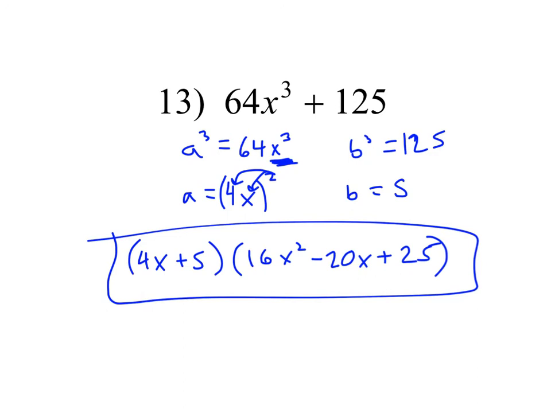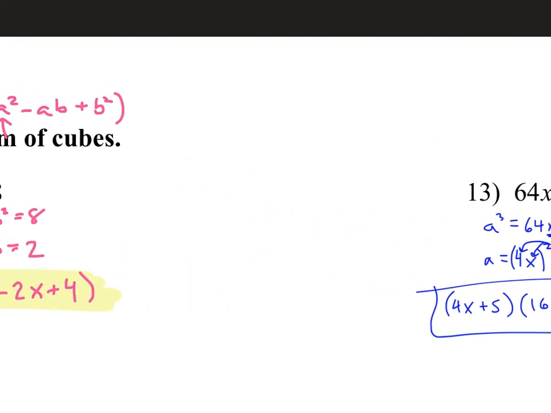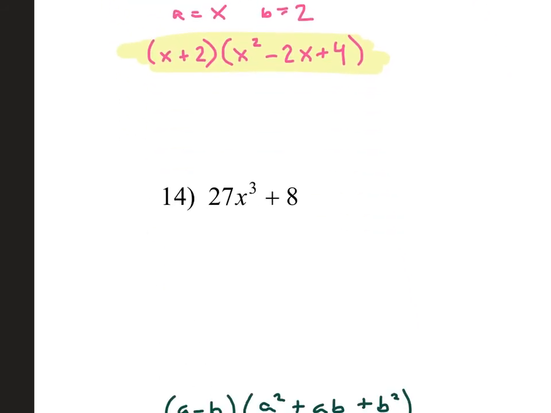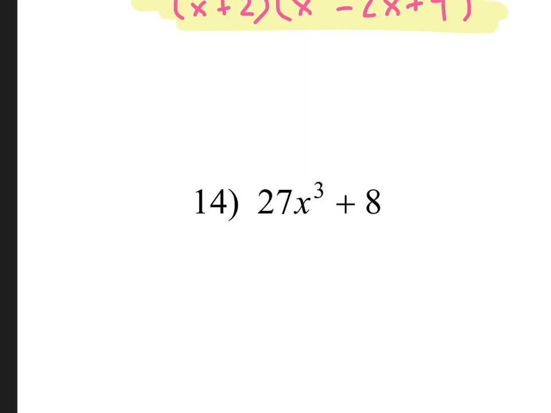So tomorrow when you have your notes for your test, make sure you have this sum of cubes formula. You want this in front of you, because that way you just find your A, you find your B, and you plug it in. So let's look at 14. If A cubed is equal to 27x cubed, what's A equal to? 3 what? 3x, perfect. And if b cubed is equal to 8, what's b equal to? 2.